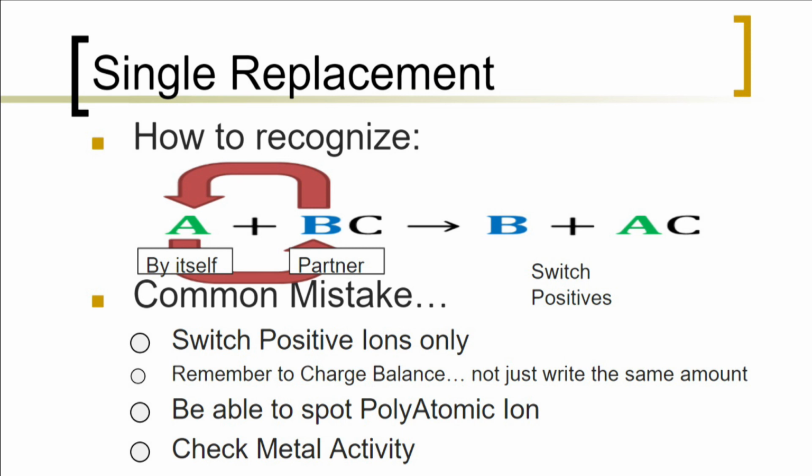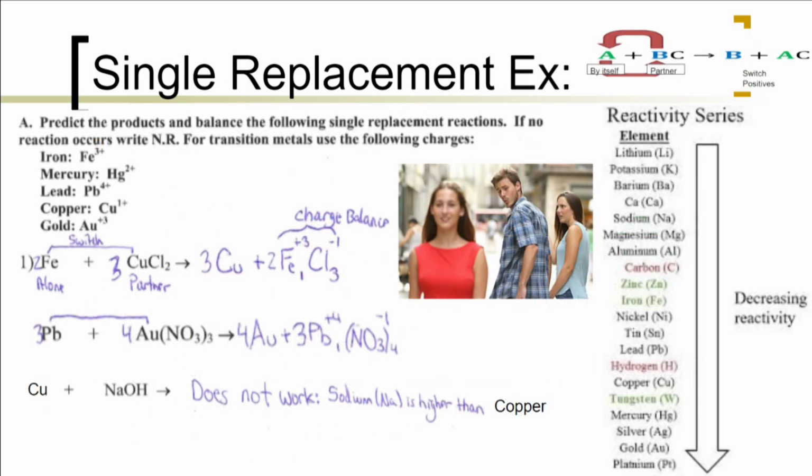And then before you can even do the equation, you have to check something called your metal activities. And that'll make more sense once I go over the examples, because your metal activity is important. So let's look at the examples now. So if you want to go to the next slide. So we want to first do a prediction.